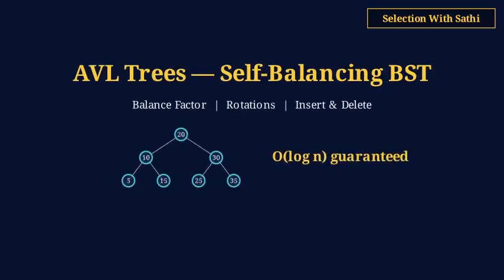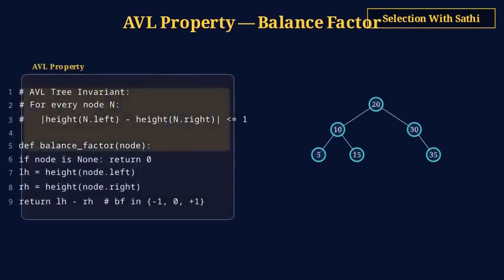Today we will master AVL trees and rotations with code on screen. A regular BST can become skewed and degrade to O of n operations. AVL trees solve this by automatically rebalancing after every insert and delete. We will cover the balance factor, all 4 rotation types, and work through detailed dry runs. This is one of the most frequently tested topics in GATE CSE. Let us begin. Let us start with the AVL property.